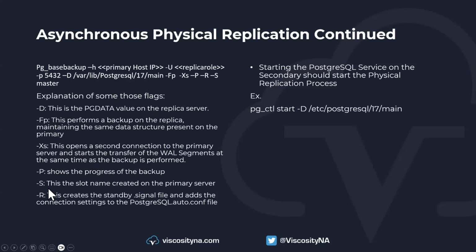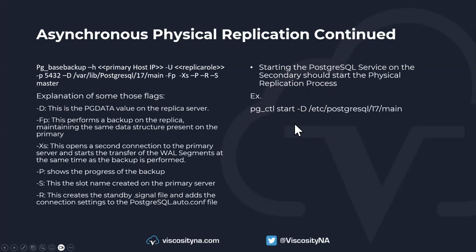-P shows the progress of the backup, and then -S, this is the slot name created on the primary server, the replication slot that we talked about previously. And -R creates a standby signal file and adds the connection settings to the postgresql.auto.conf file. Starting the PostgreSQL service on the secondary after you run this pg_basebackup should start the async replication.